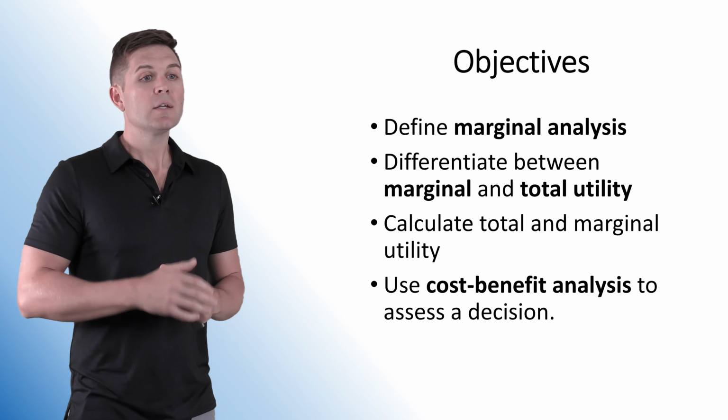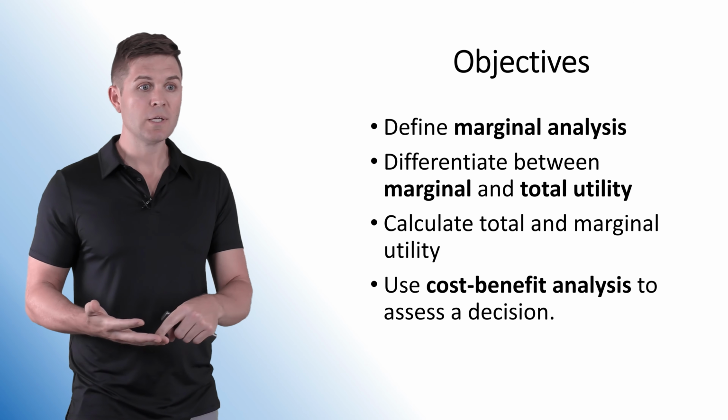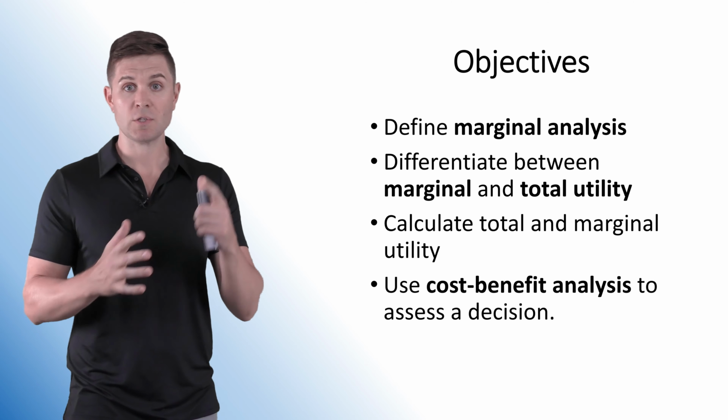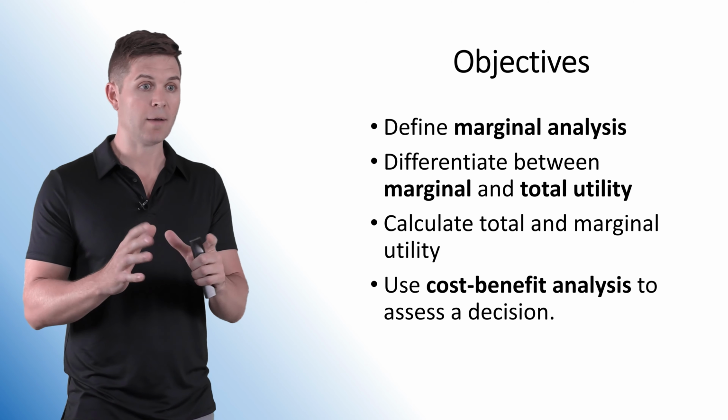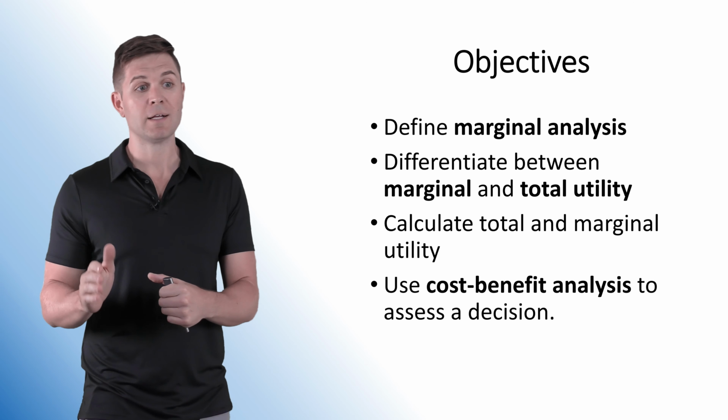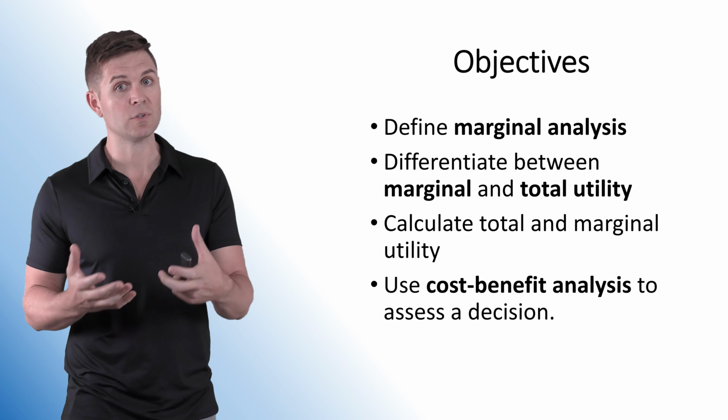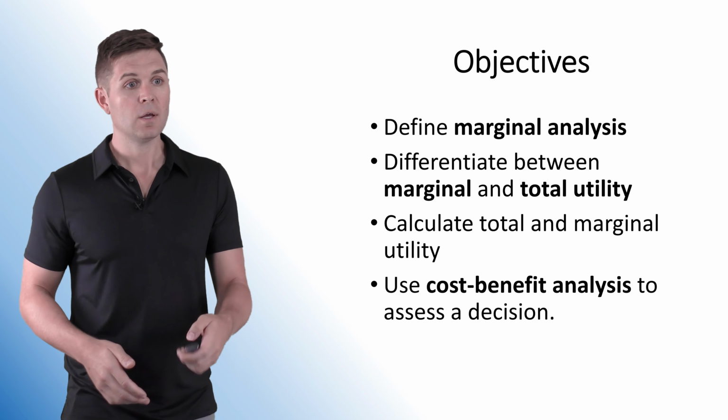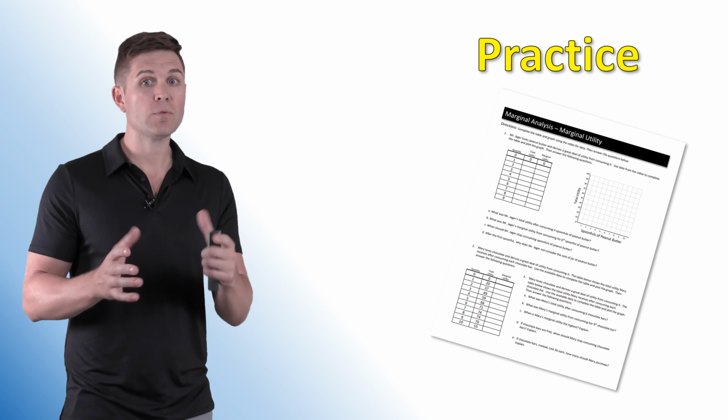Now, next, differentiate between marginal and total utility. Calculate total and marginal utility using different tables and graphs. And then use cost-benefit analysis to assess a decision, whether or not it's a good decision or a bad decision. All right. Hopefully you'll follow along with this.